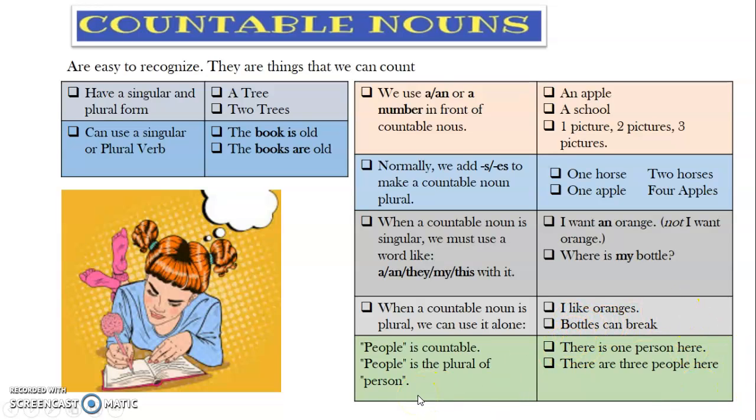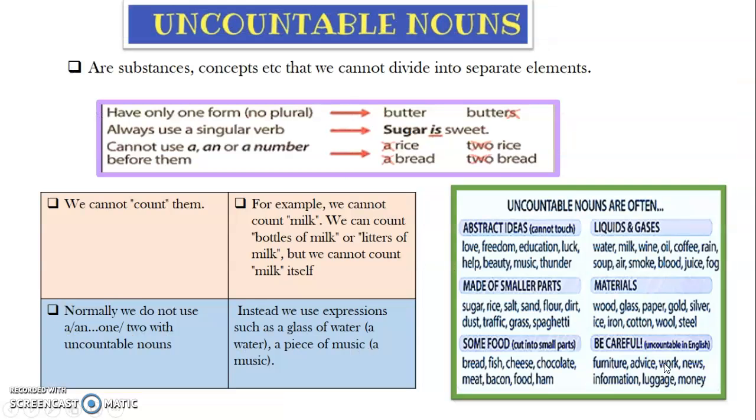People, the concept of people is countable. People is the plural of person. There is 1 person here. There are 3 people here.